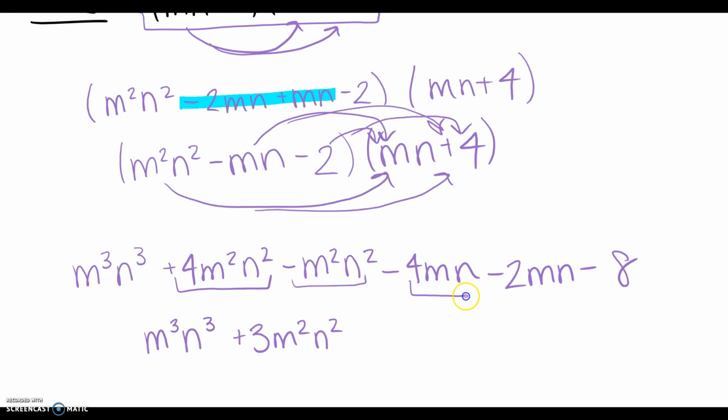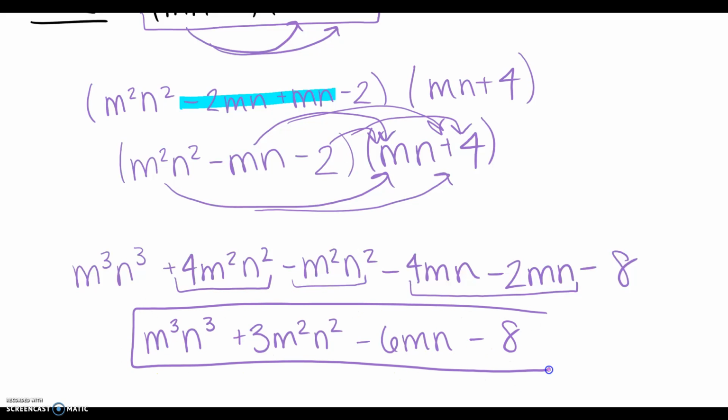Then we have mn's that are like terms. So negative 4 minus 2 is negative 6mn. And then we just bring down our negative 8. And this is our final polynomial.